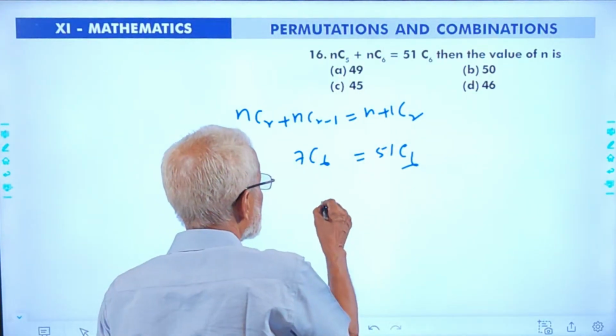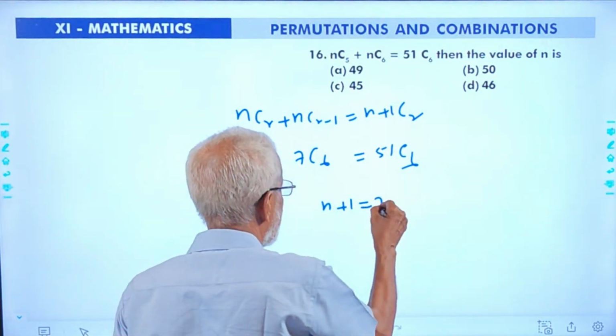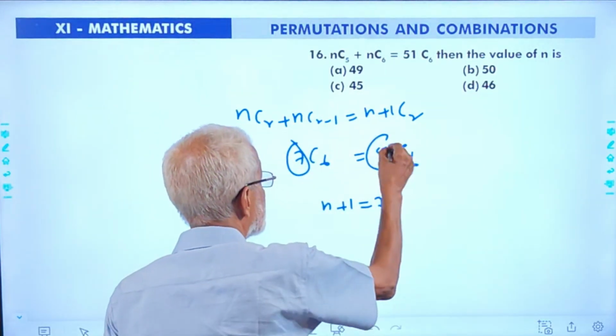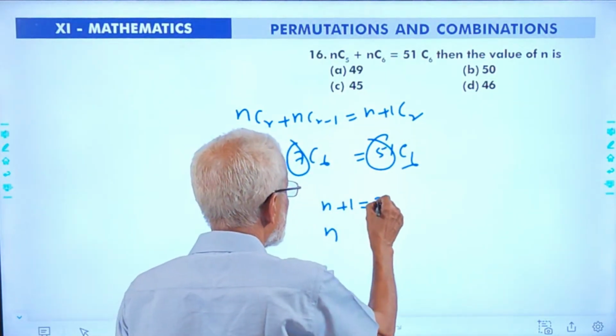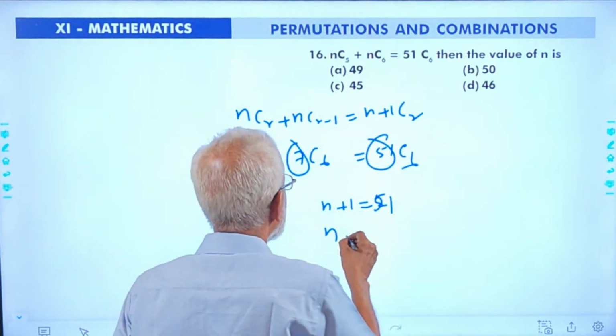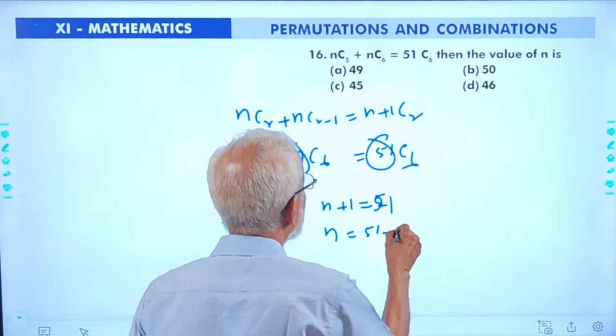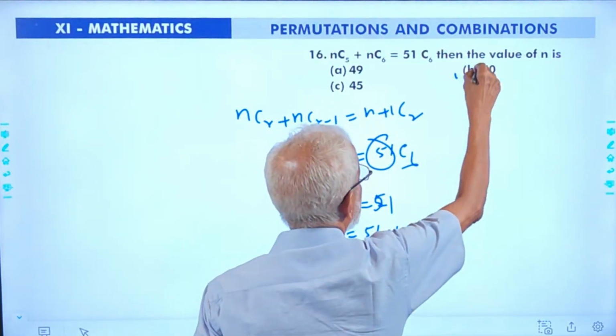Then n plus 1 is equal to 51. N is equal to 51 minus 1, 50. B choice.